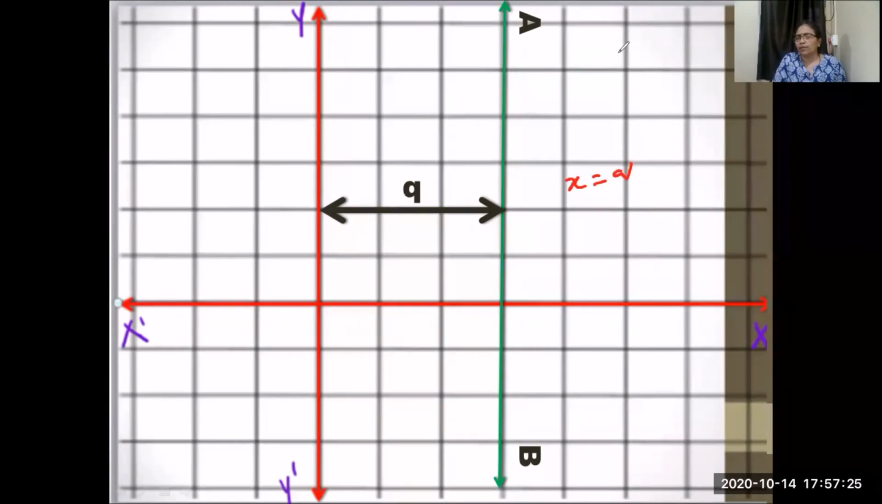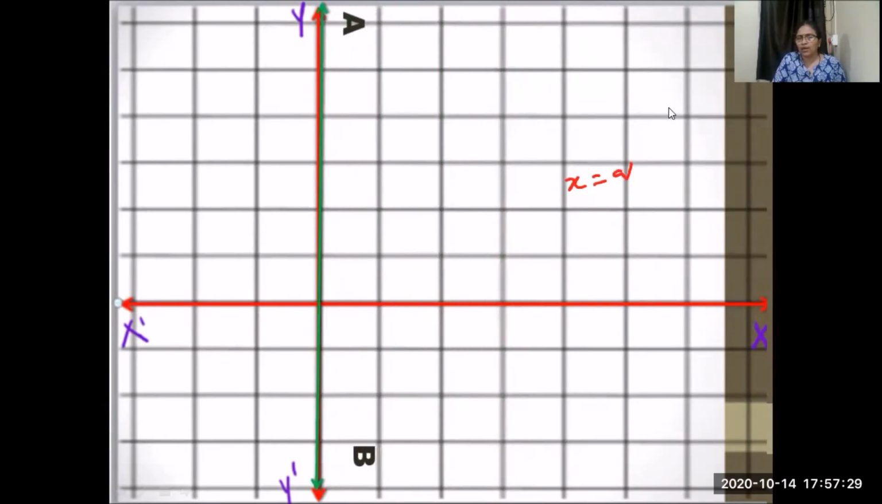Now I'm going to coincide this line with the y-axis. Can you tell me what is the equation of the line when it coincides with the y-axis? It will be x is equal to 0. Isn't it interesting?